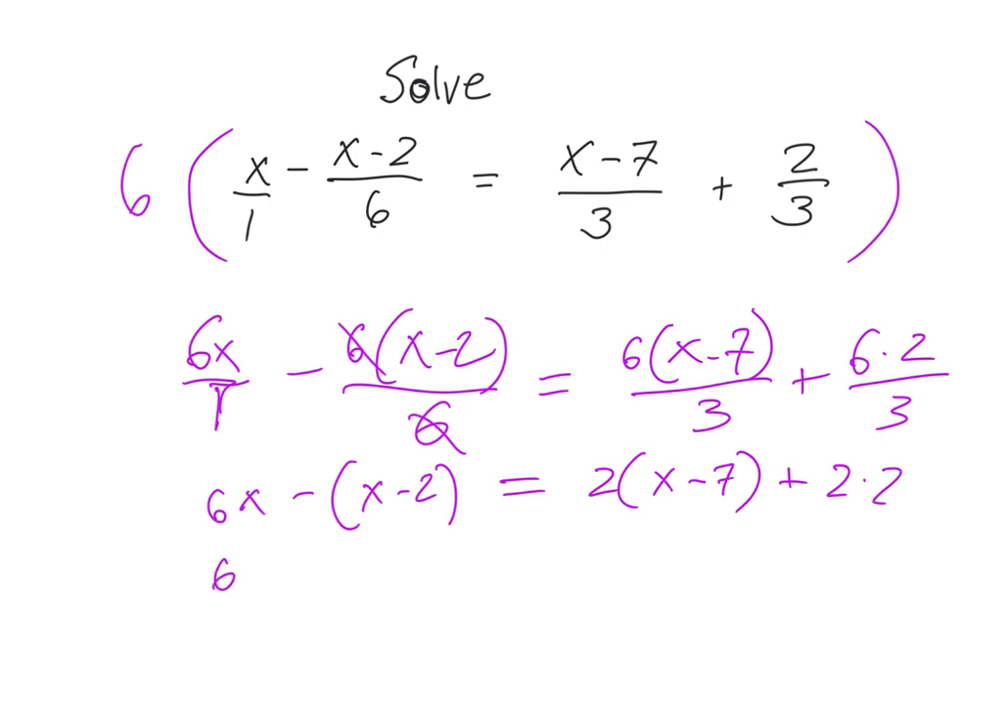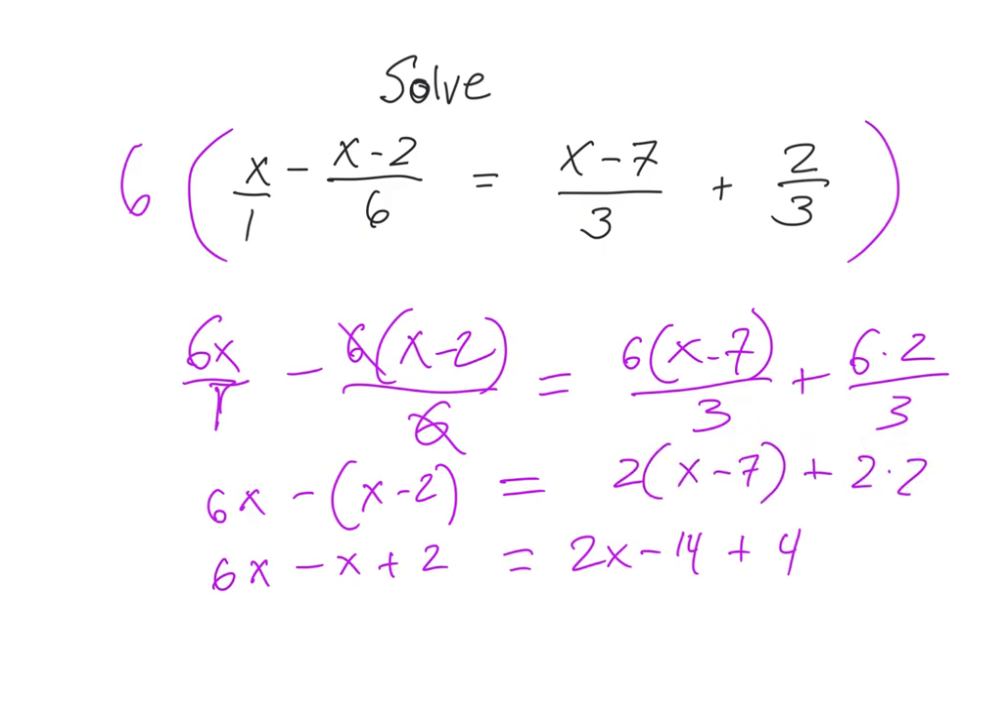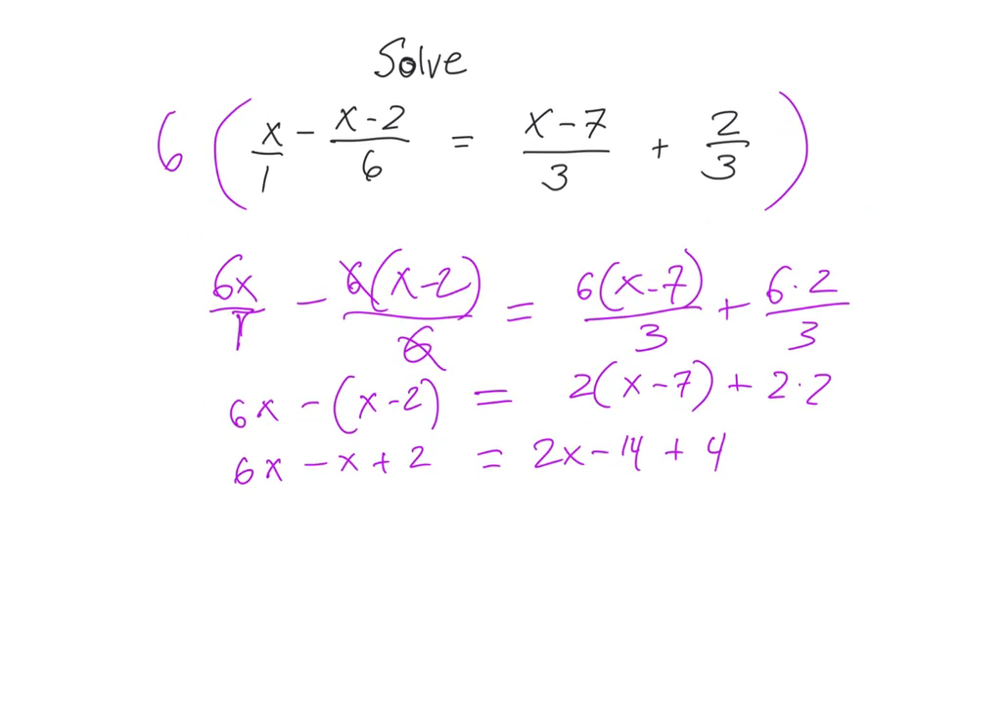I'm going to keep working here, 6x. Then I'm going to distribute this negative into, so I can get rid of the parentheses, so -x plus 2 equals, going to distribute that 2 in, 2x minus 14 plus 4. On the left-hand side, I have 6x minus x, so I have 5x plus 2 equals 2x minus 10. Negative 14 plus 4 is 10.